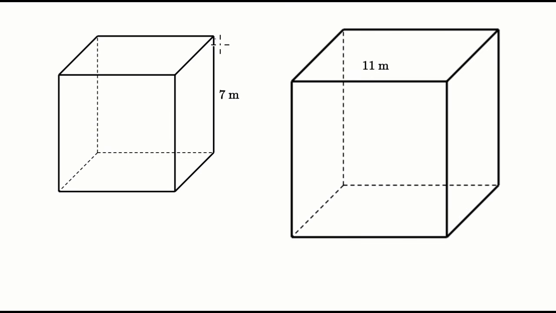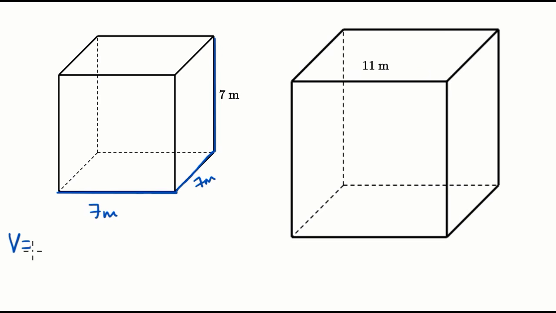We can see that this length, which we could consider its height, is 7 meters. Now what we know about a cube is all of the sides have the same length. So if the height is 7 meters, then the width is also going to be 7 meters, and then the depth itself is also going to be 7 meters. And if we want its volume, just as we would do for any rectangular prism, we would multiply the width times the depth times the height.